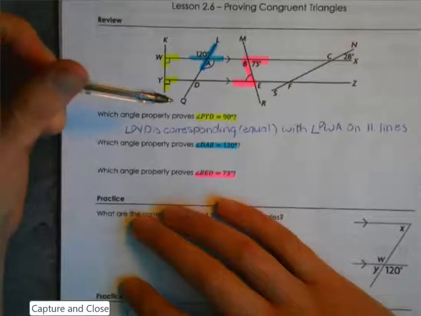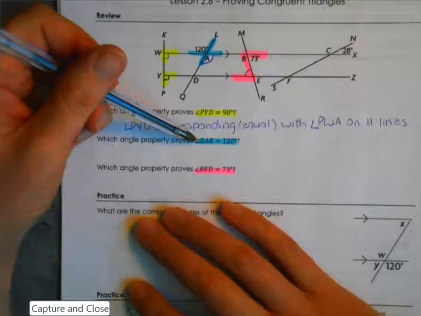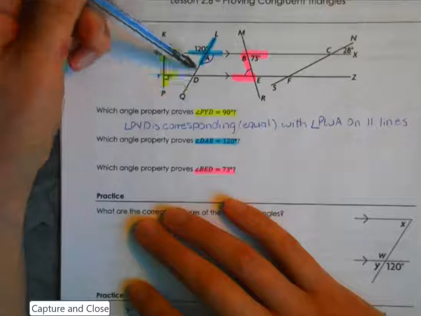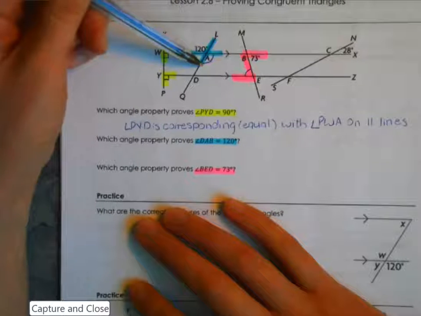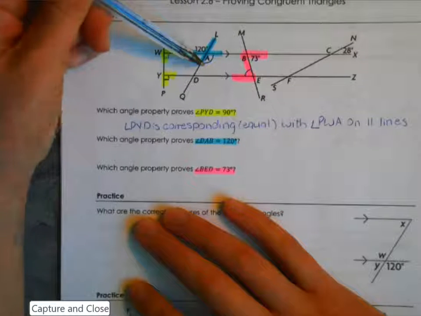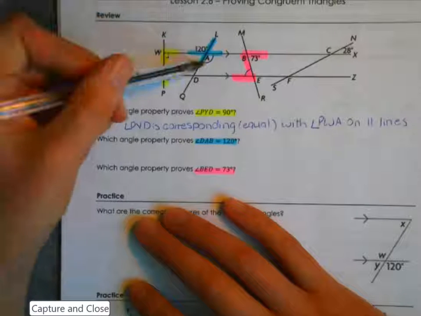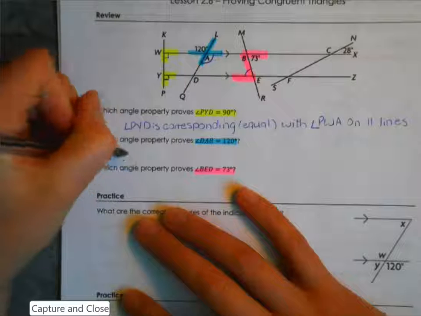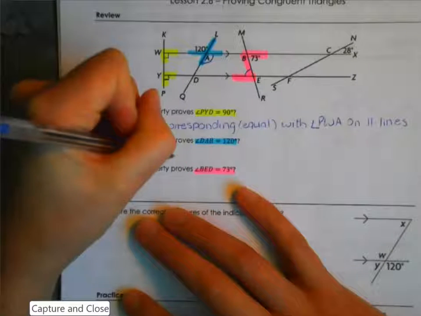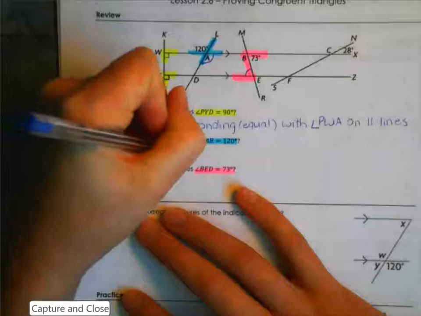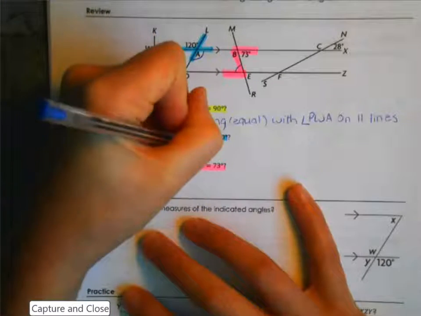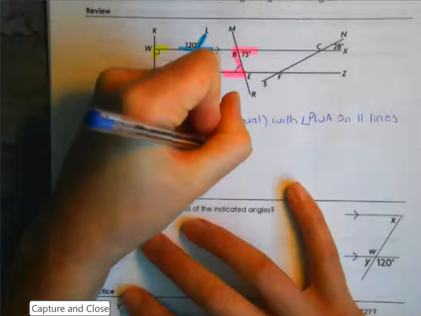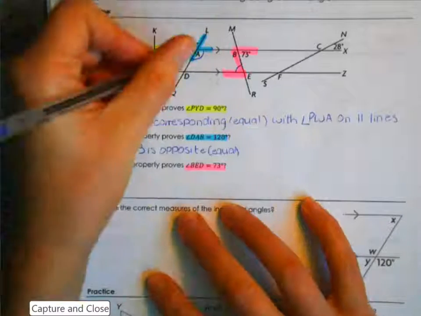The next one we have here, which angle property proves that angle DAB is equal to 120 degrees? Angle DAB is this one here that I've drawn in, and we want to prove that it's 120 degrees. Hopefully you can see pretty quickly that we have 120 degrees right over here, and what is the relationship between those 2? Well, we can say angle DAB is, hopefully you guessed this already, opposite, which means equal, to angle LAW.